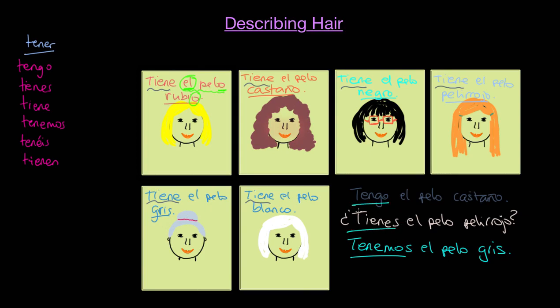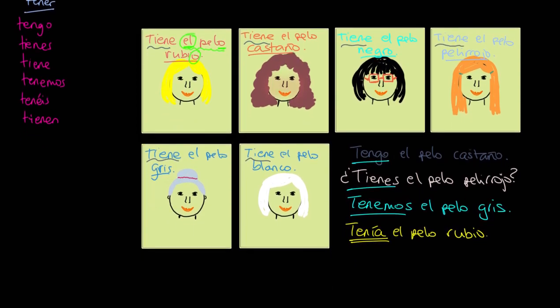Okay, so notice how all I need to change, depending on who I'm describing, is the form of the verb. You have, they have, and as I was saying at the beginning, if I wanted to say, for example, I used to have blonde hair, I would then say tenía el pelo rubio. I don't have blonde hair anymore. Tenía el pelo rubio. I used to have blonde hair. Okay, so by changing the form of the verb tener, you can express whatever you want. So these are the basics, describing someone's hair by its color.